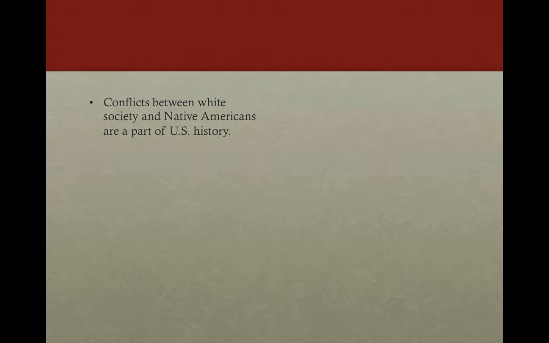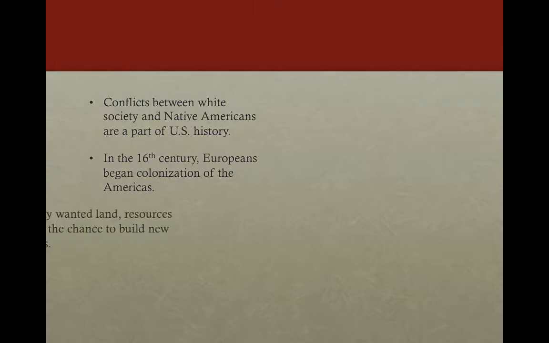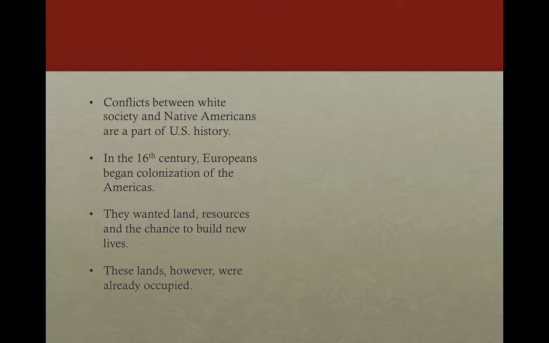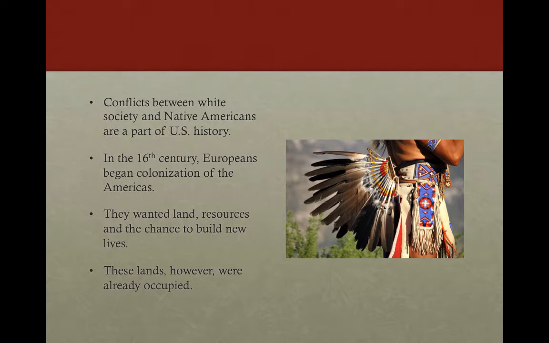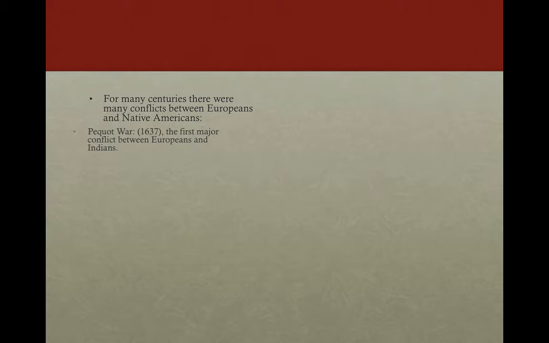Conflicts between white society and Native Americans are a part of U.S. history. In the 16th century, Europeans began colonization of the Americas. They wanted land, resources, and the chance to build new lives. These lands, however, were already occupied. For many centuries, there were conflicts between Europeans and Native Americans.